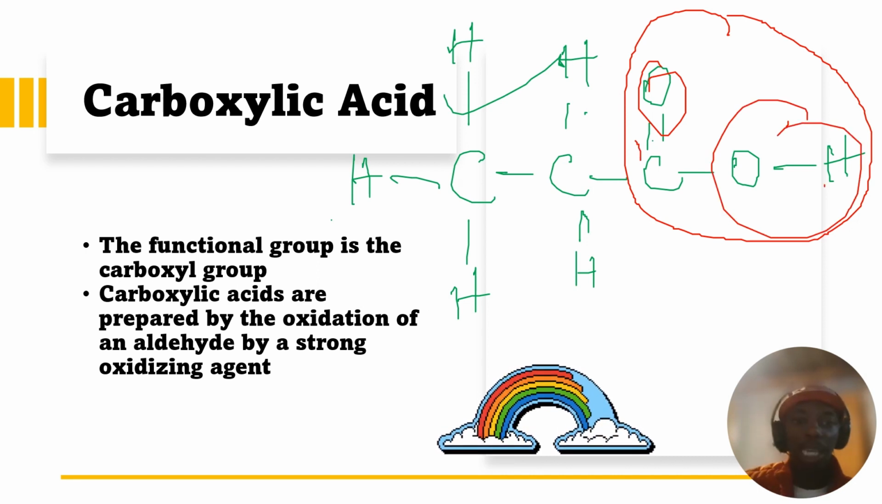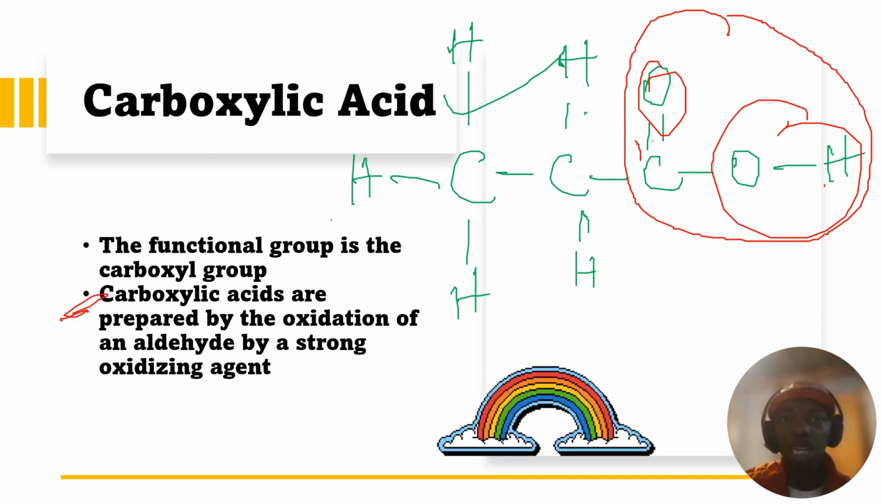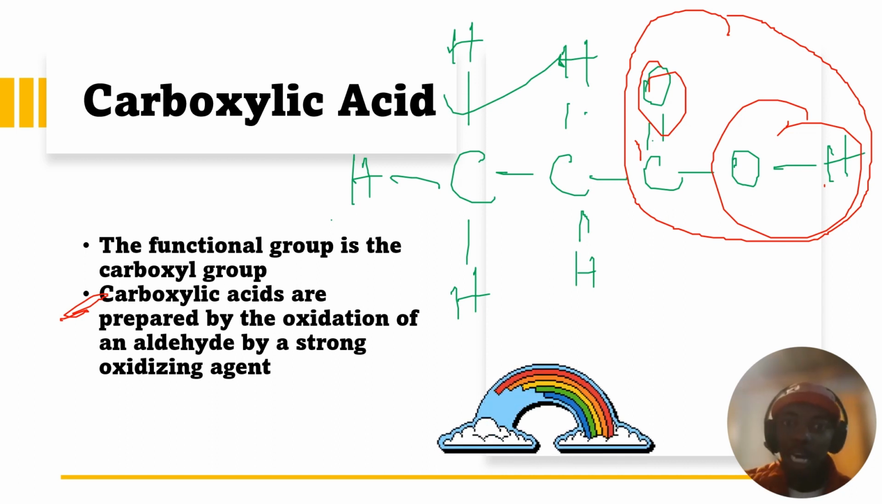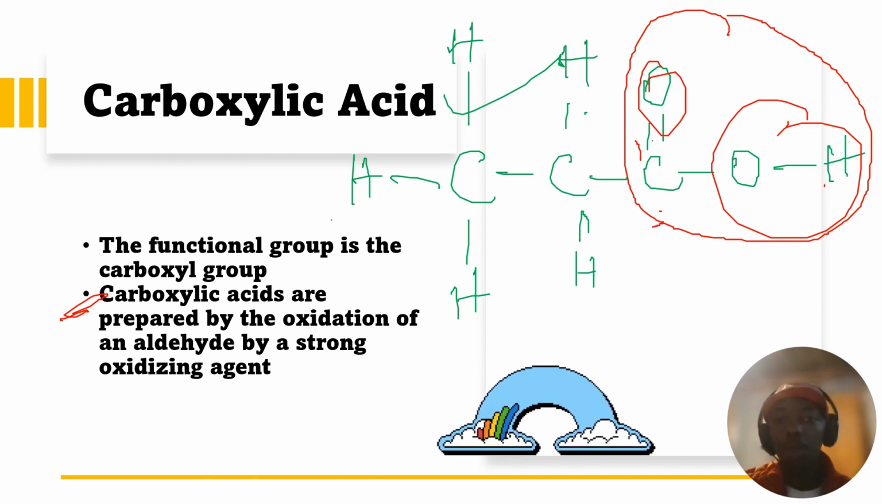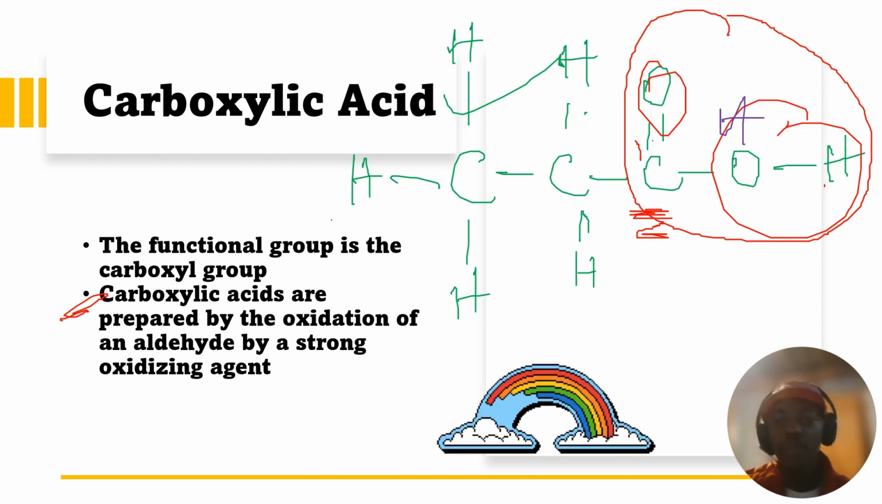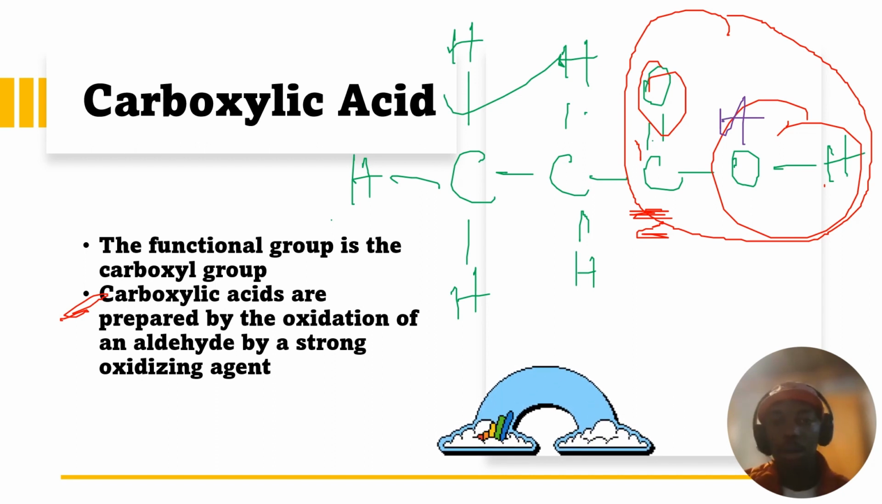That is why they say in this example, carboxylic acids are prepared by the oxidation of an aldehyde by a strong oxidizing agent, right? And you know that this is an aldehyde because on the last carbon atom there is a carbonyl group. After the carbonyl group, the hydrogen that was supposed to be here is removed, and the hydroxyl group is added, right?